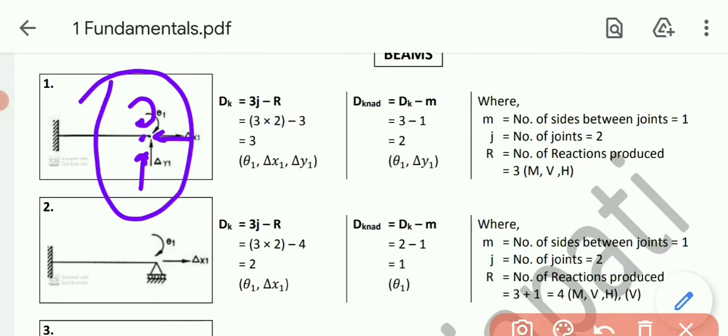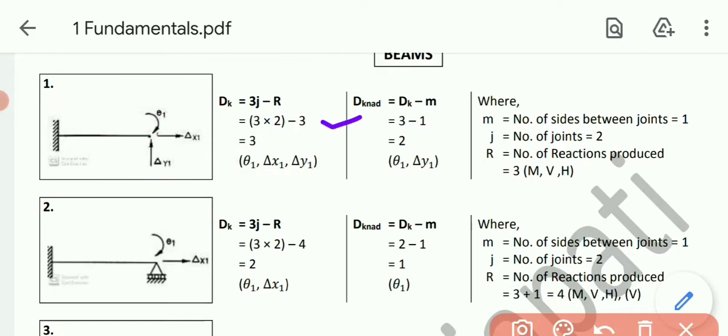So the vertical displacement, that is delta y1, horizontal delta x1, and rotation, that is theta 1. These are the displacements which are getting produced. Then Dk none, that is Dk minus m; Dk is 3, m is 1, so the answer comes 2. As we have seen in the theory, we need to neglect the axial deformation in case of Dk none. So the horizontal displacement will be neglected, and ultimately our answer will be 2, that is theta 1 and delta y1.